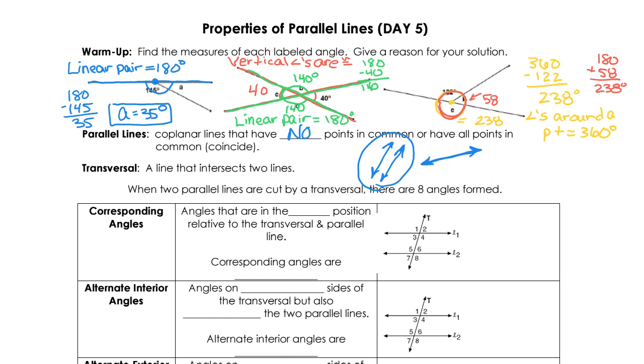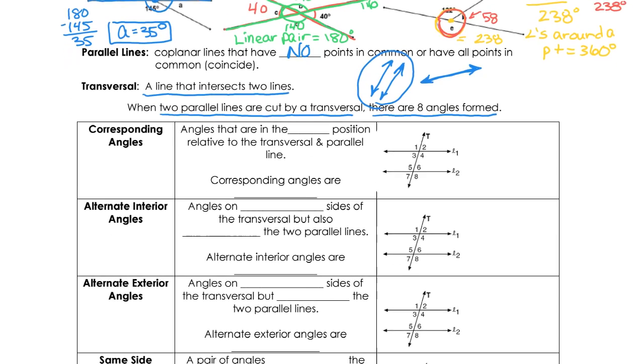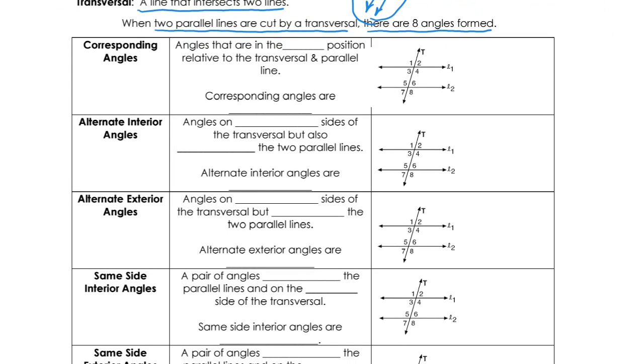We got to talk about a transversal, which is a line that intersects two lines. And our transversals will most likely always cut two parallel lines. Okay? And when two parallel lines are cut by a transversal, there are 8 angles formed. Okay. And you're going to see that in all of these pictures coming down here.